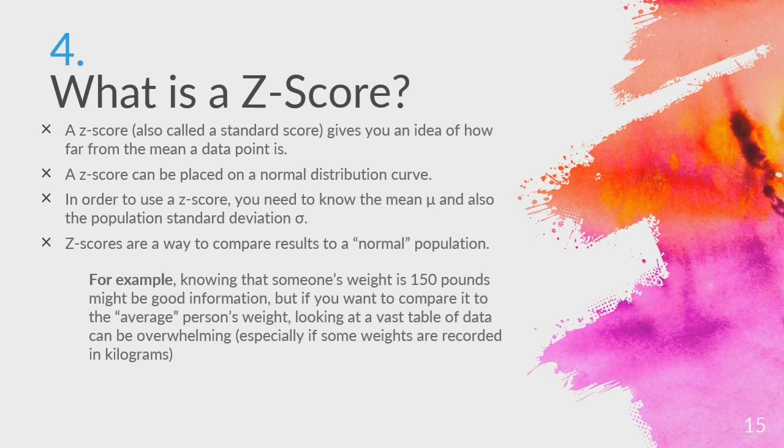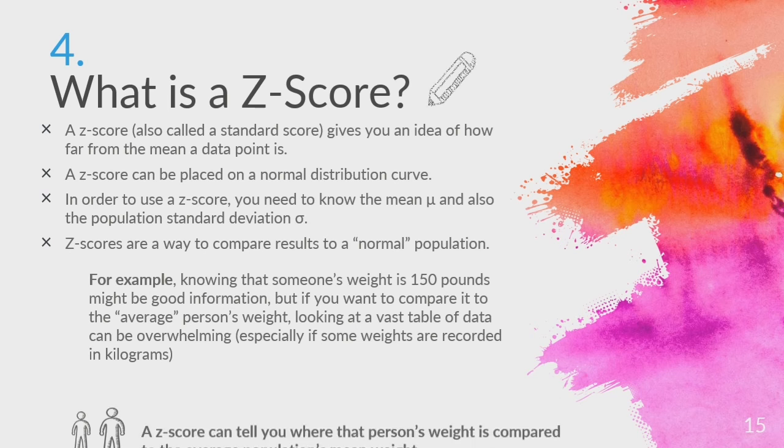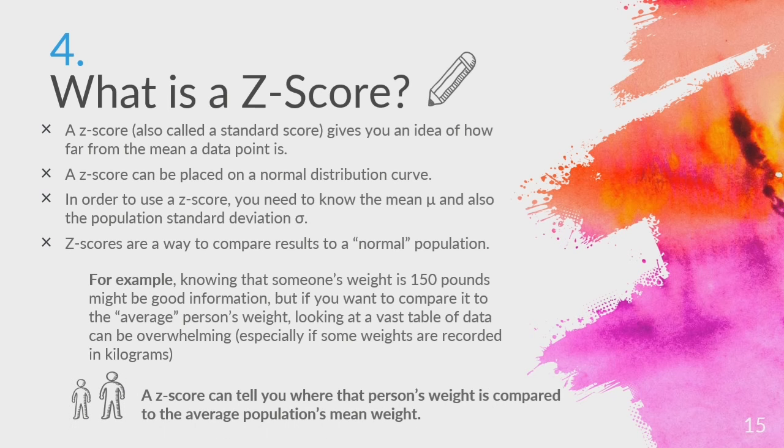For example, knowing that someone's weight is 150 pounds might be good information. But if you want to compare it to the average person's weight, looking at a vast table of data can be overwhelming. It means that a z-score can tell you where that person's weight is compared to the average population's mean weight.